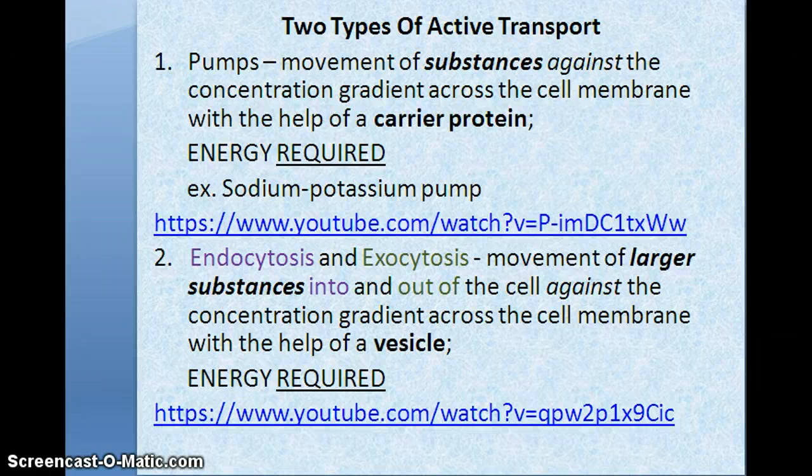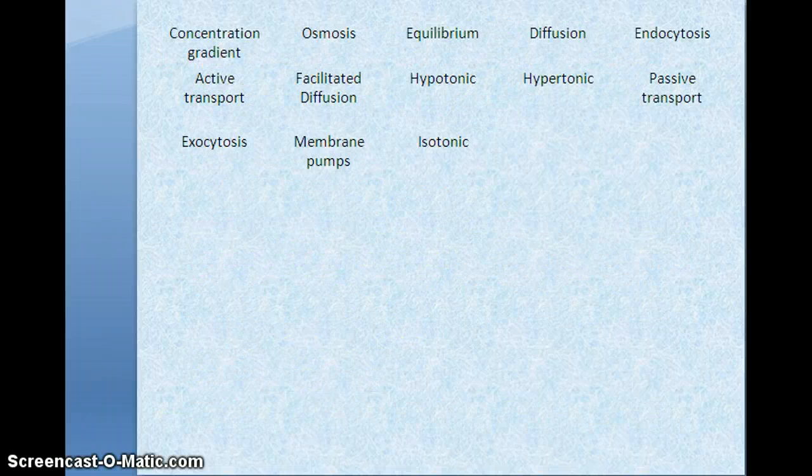Exocytosis means out of the cell. You see the word EX like exit, and if it exits, it moves out of the cell. That would be an example of the cell bursting out. You almost would think of it like a pimple releasing the stuff outside of the cell. Energy is required for both of these.